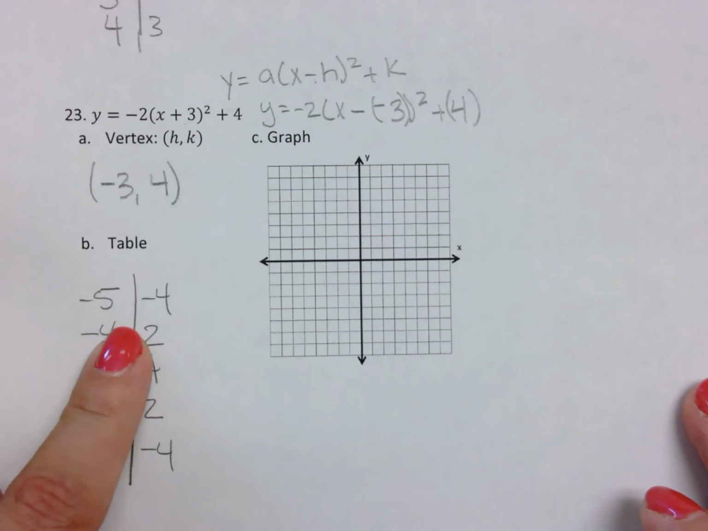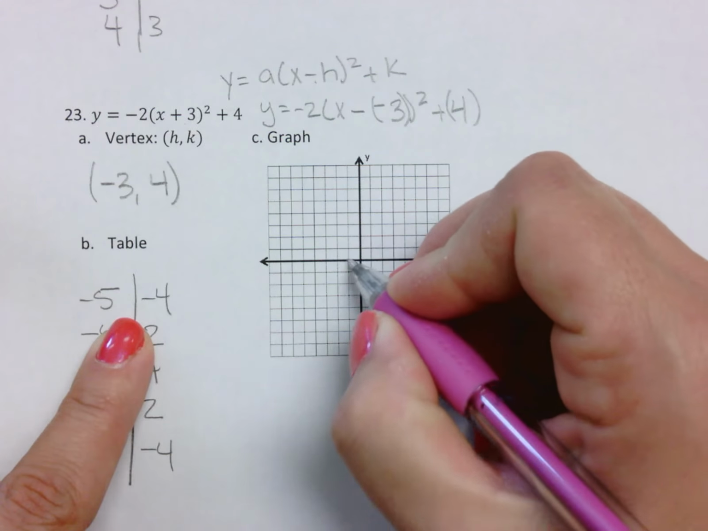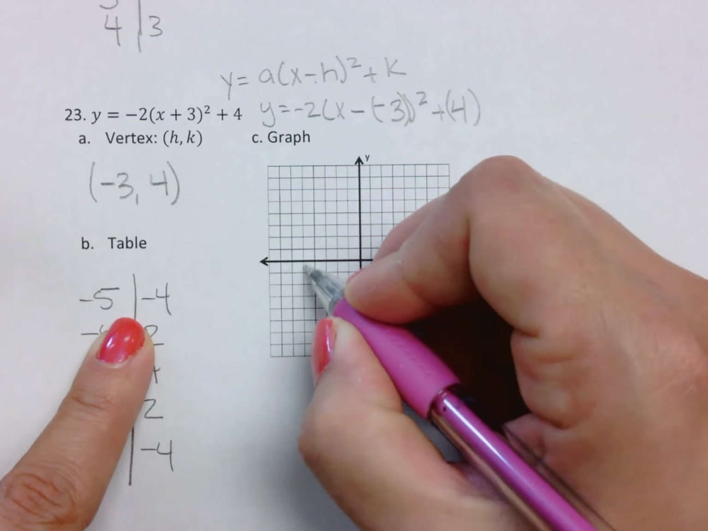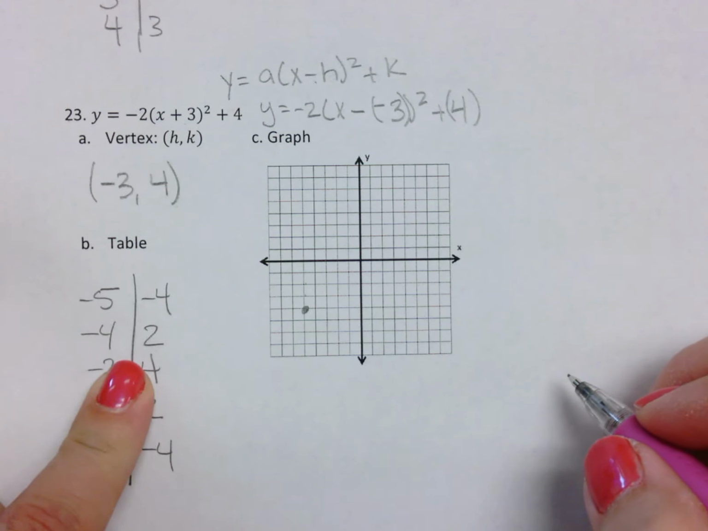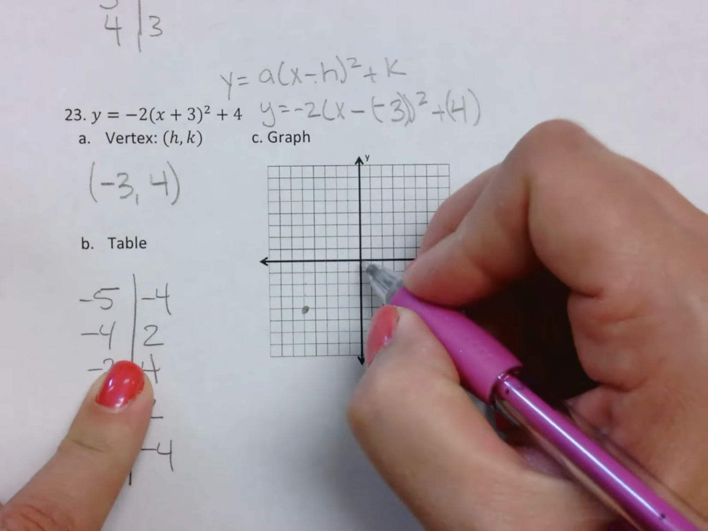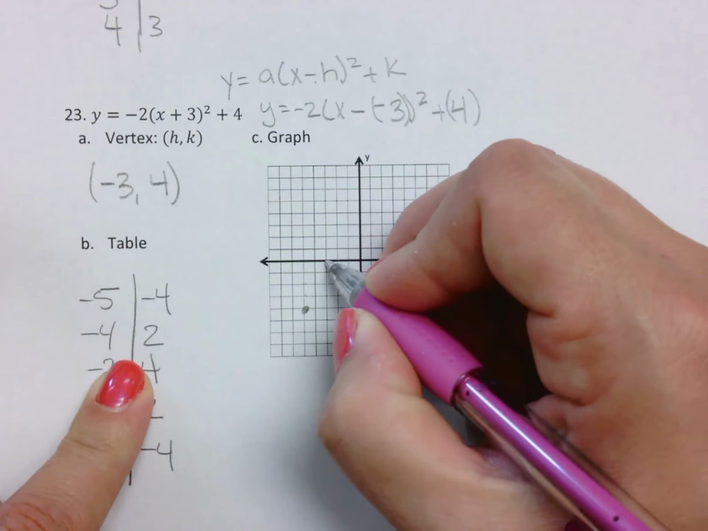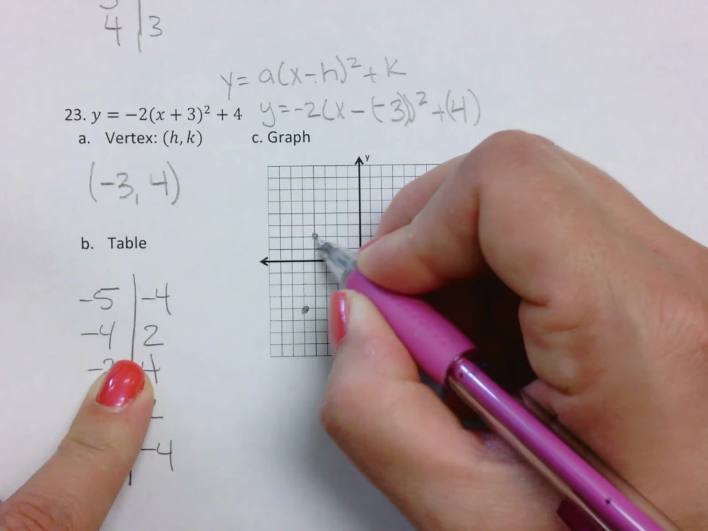So let's graph these 4 points. We're going to go to the left 5, and then we're going to go down 4. So 1, 2, 3, 4, 5. 1, 2, 3, 4. There's our first point. Then we're going to go to the left 4 and up 2. So 1, 2, 3, 4, 1, 2.